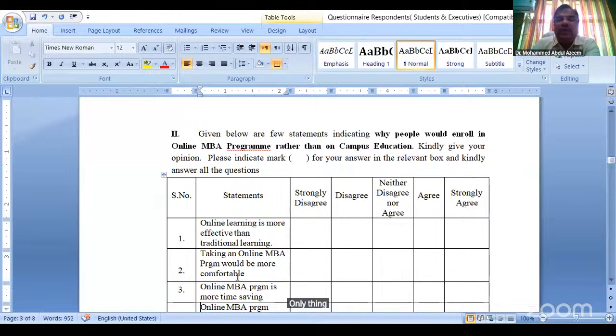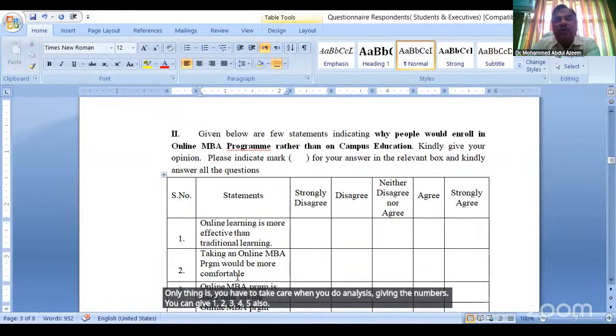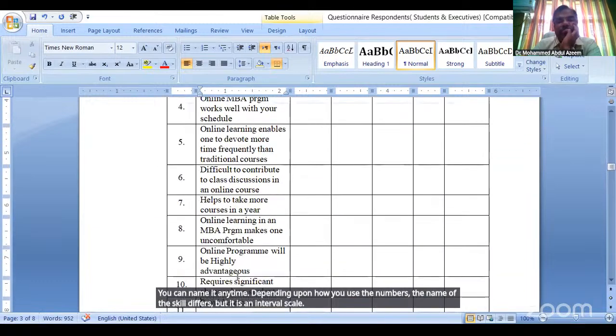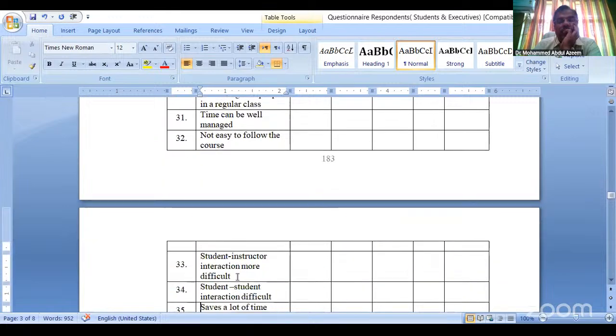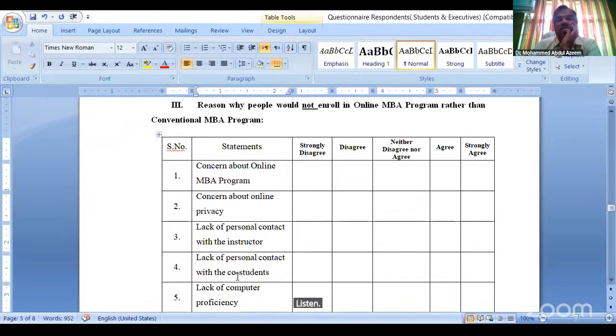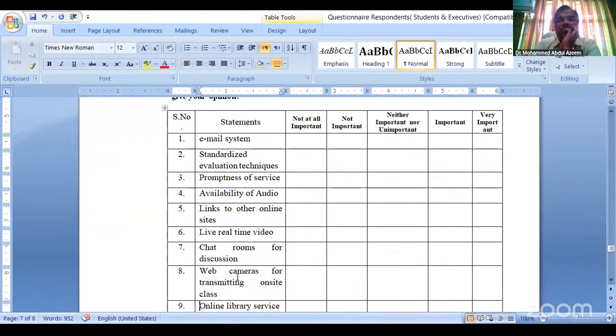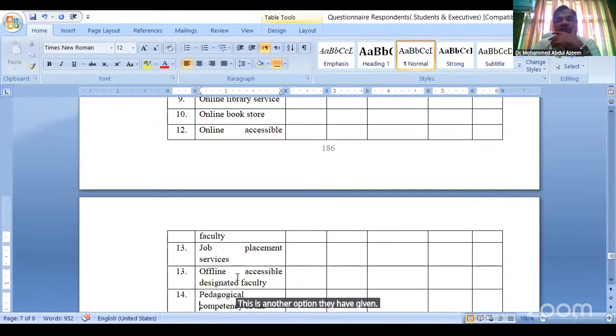Only thing is you have to take care when you do analysis giving the numbers. You can give 1, 2, 3, 4, 5 also, or you can give 5, 4, 3, 2, 1 also. You can give +2, +1, 0, -1, -2 also. You can name it anytime. Depending upon how you use the numbers, the name of the scale differs, but it is an interval scale. This is also interval scale. This is another option I have given. It is also interval scale.